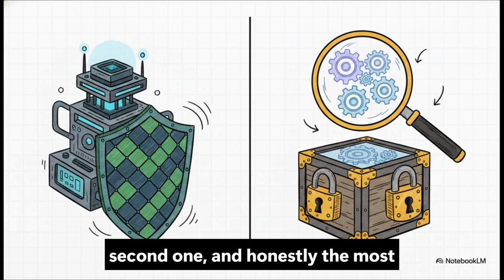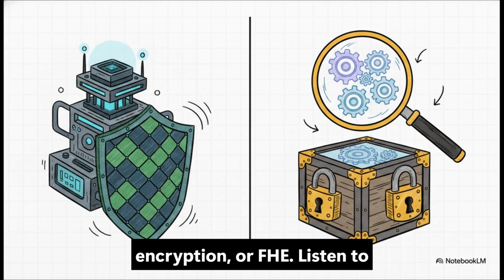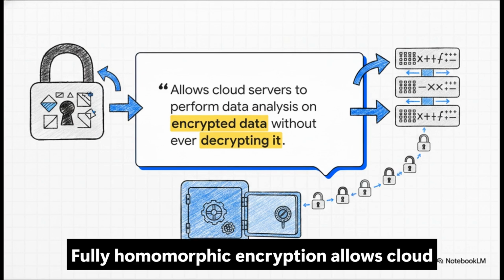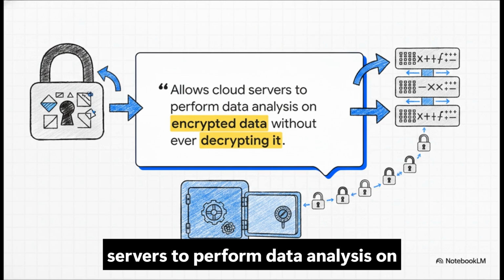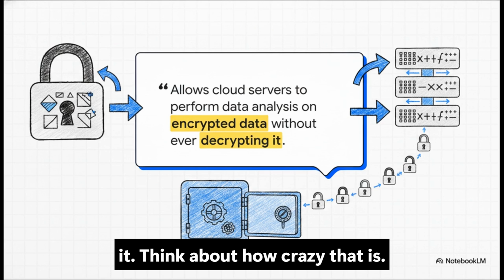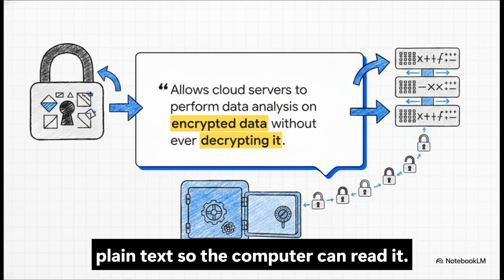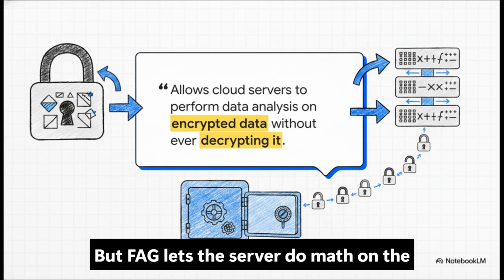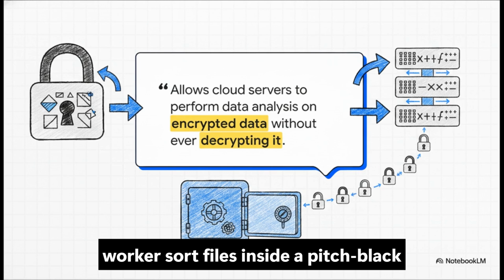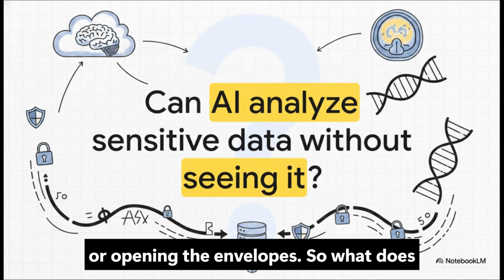But the second one, and honestly the most mind-bending, is fully homomorphic encryption, or FHE. Listen to this, because it's a total game changer. Fully homomorphic encryption allows cloud servers to perform data analysis on encrypted data without ever decrypting it. Think about how crazy that is. Normally, to process data in the cloud, you have to briefly unlock it back into plain text so the computer can read it. But FHE lets the server do math on the ciphertext itself. It's like having a worker sort files inside a pitch-black room without ever turning on the lights or opening the envelopes.